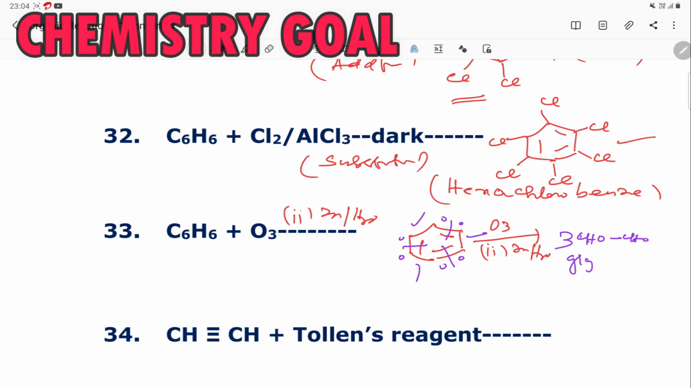Glyoxal is formed, 3 molecules. Okay, this is the oxidation of benzene by ozone, called ozonolysis, forming glyoxal. Here only the double bonds break and the single bonds remain the same. There is no breaking of single bonds, only the double bond side breaks. That's why 3 molecules of glyoxal are formed. Just see the breaking step.